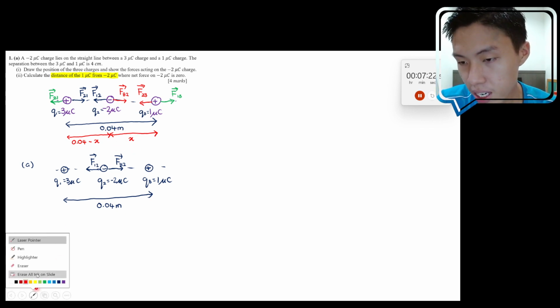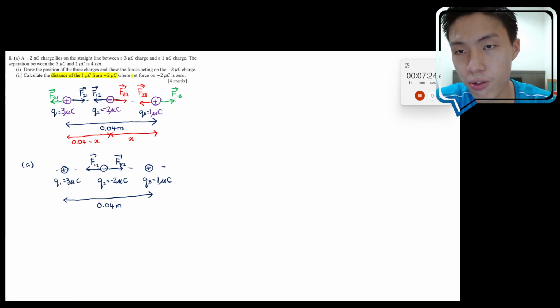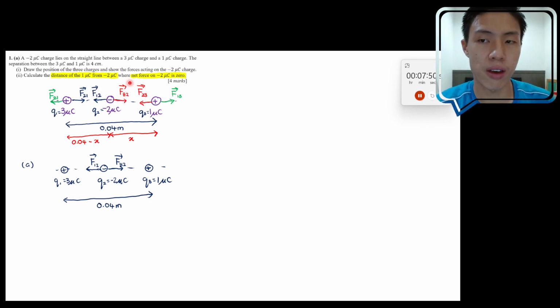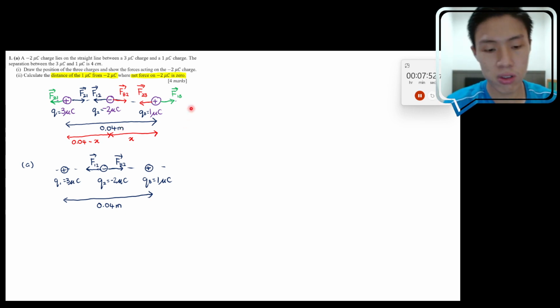Okay, the second important information is the net force acting on negative 2 microcoulomb is 0. So what are the forces acting on negative 2 microcoulomb? F12 and F32. So these two forces will have to balance each other in order for the net force to be equal to 0. Net force equal to 0 means that F12 and F32 point in opposite directions, but they should have the same magnitude. Okay, so let's try to determine it.